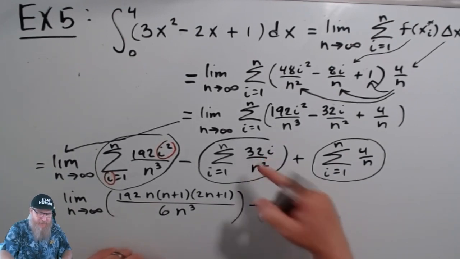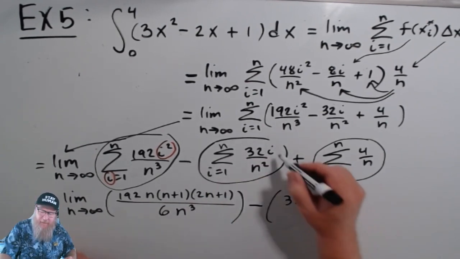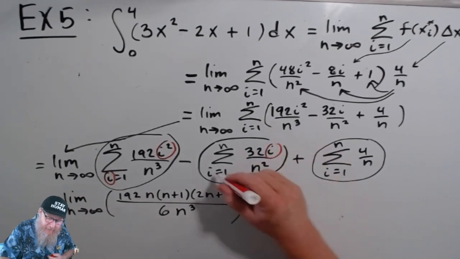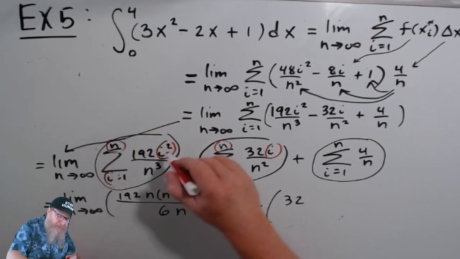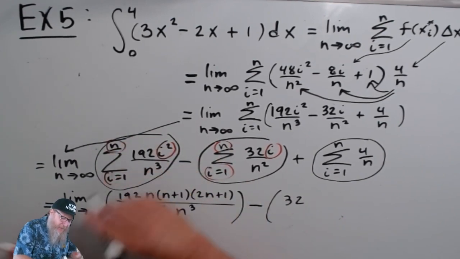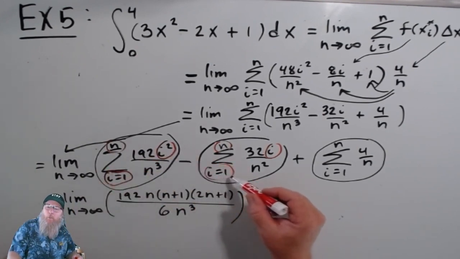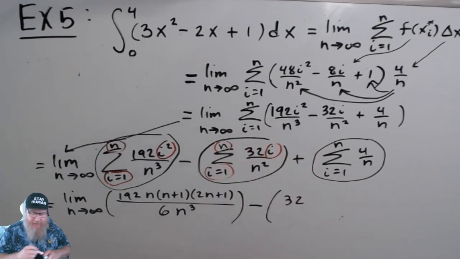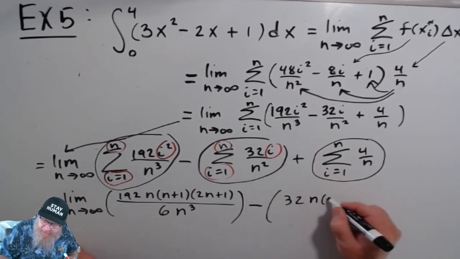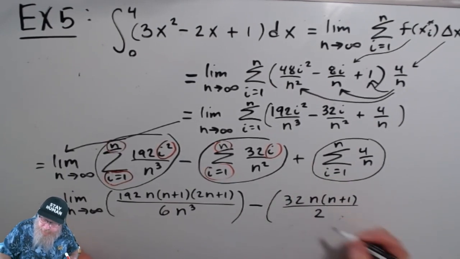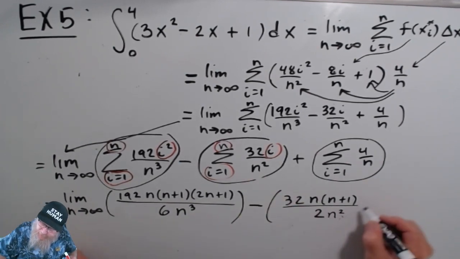Minus, and now do the same thing with this one. 32 comes out, and then the recipe for I. Remember, the recipe is based on the index. Just cleaning this up a little bit. It's based on the index, the starting point, starting at 1, and then the ending point, ending at n, or the ending value. So if this one's relatively easy, n plus 1 over 2. And then don't forget you've got an n squared, so just put that in the bottom with the 2.